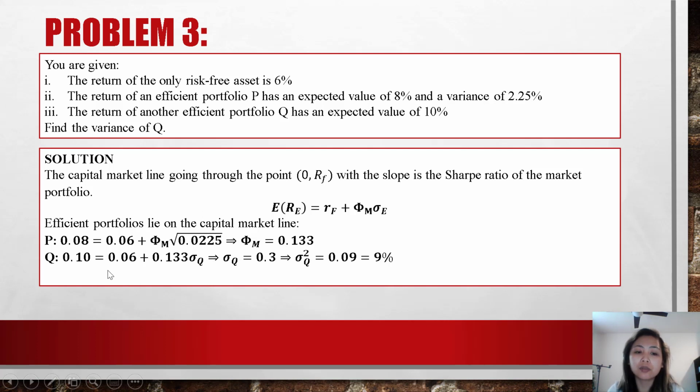So now we have a new linear equation of only one variable. So solving for sigma Q, we got 0.3. This is the standard deviation of the efficient portfolio Q. And then we find the variance by just squaring it. So the variance of the portfolio Q is 9%. See that?